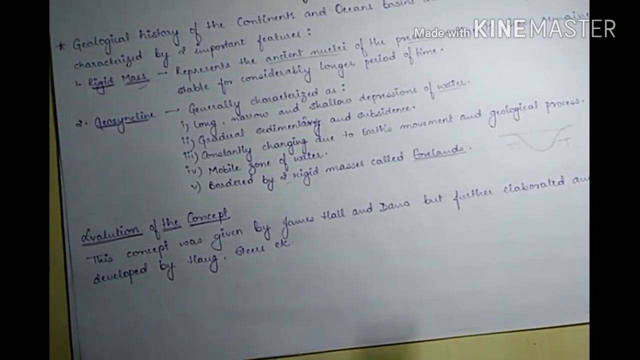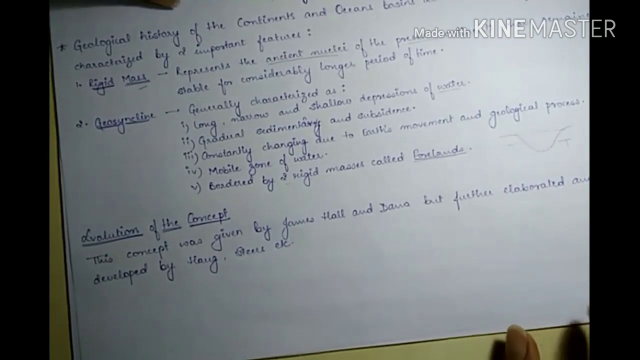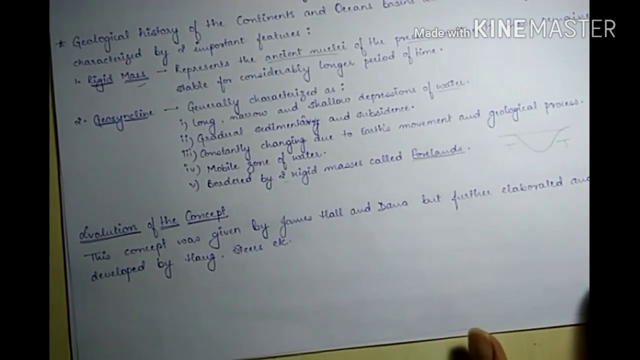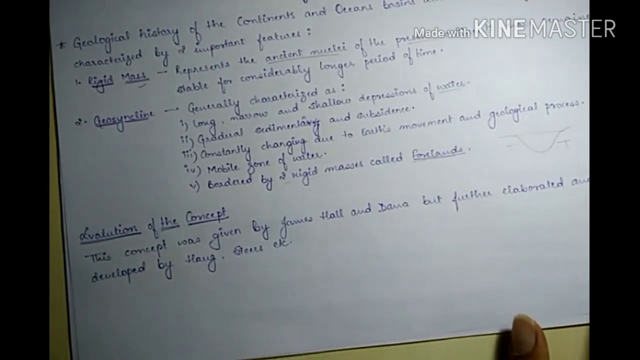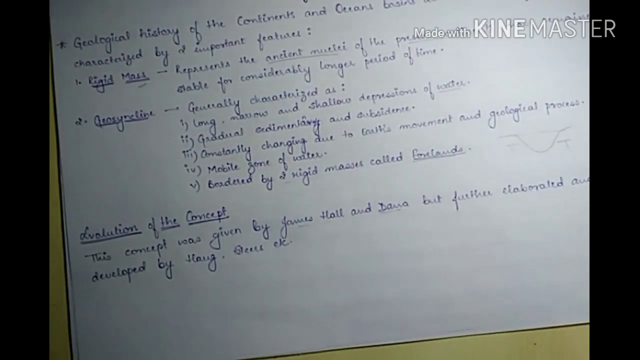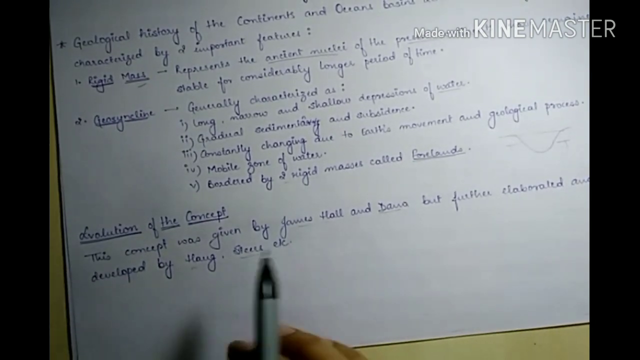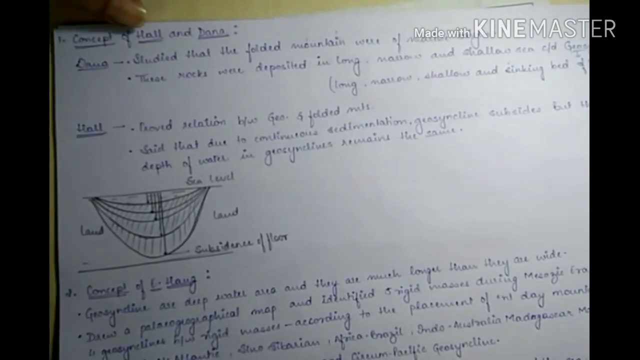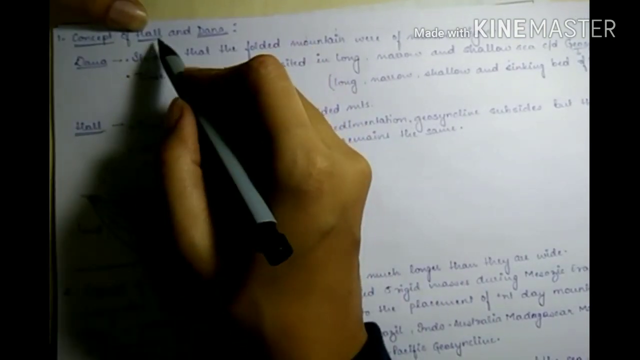Now that we have understood what exactly geosynclines and rigid masses are, we will study the concept of their evolution and the theories related to them. This concept was first given by James Hall and Dana, but it was further elaborated and developed by Haug, Stille, etc. So first we will study the concept given by Hall and Dana.